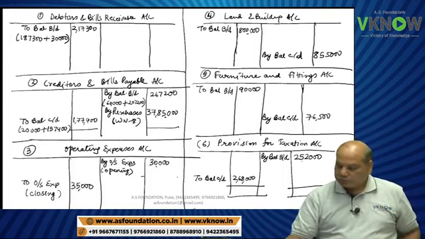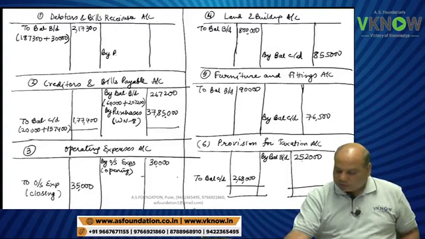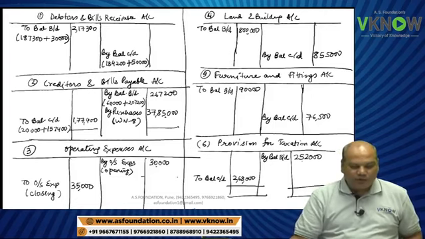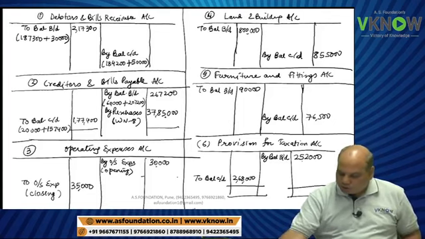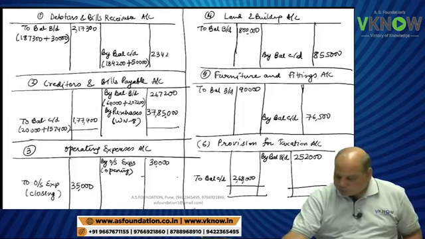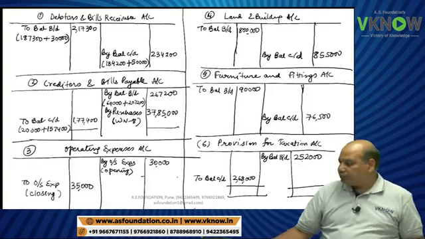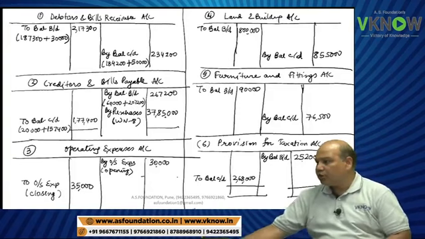Okay. And on the credit side, last line, by balance carried down, debtors 184,200 plus bills receivable 50,000. So that is equal to 234,200. Write nicely.